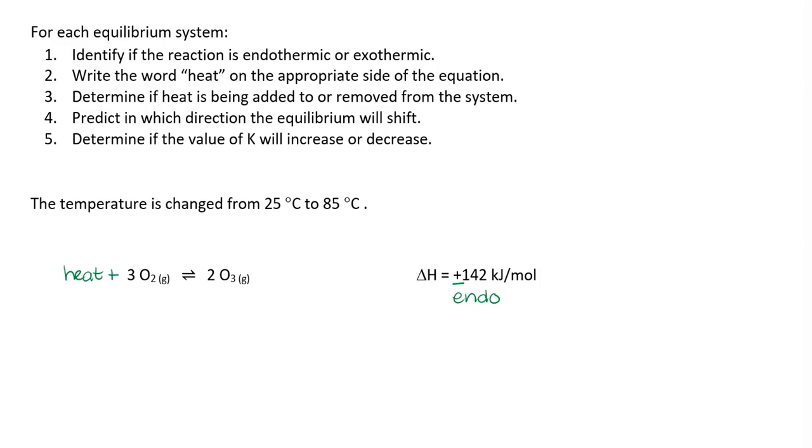The next thing we do is take a look at the problem and determine if heat is being added to or removed from the system. The temperature change is from 25 to 85 degrees Celsius. That's an increase in temperature, which means we are adding heat to the system. And when we add heat, we're adding a reactant, so momentarily we have too many reactants, and the equilibrium will shift in order to form more products. So that equilibrium will shift to the right.